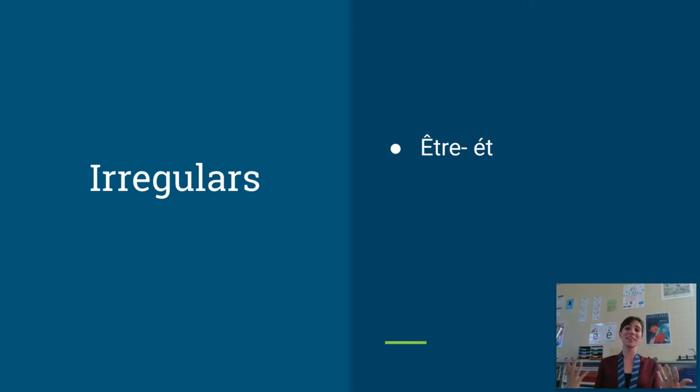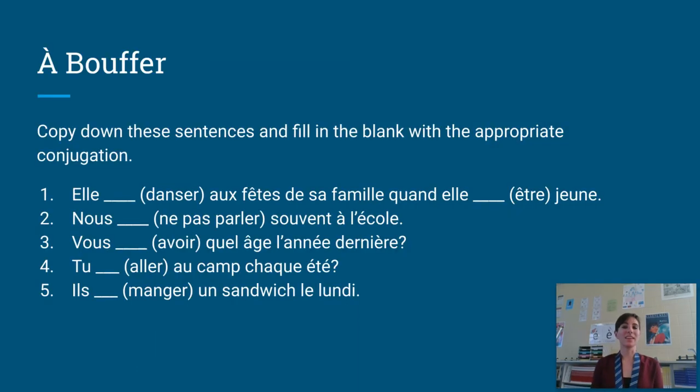There is one irregular. You are so lucky. It is one irregular, and it is être. For any conjugations of être, you take the stem ét, and then you add your imparfait ending. For example, if I wanted to say we were, nous étions. What about y'all were, vous étiez? Very easy.